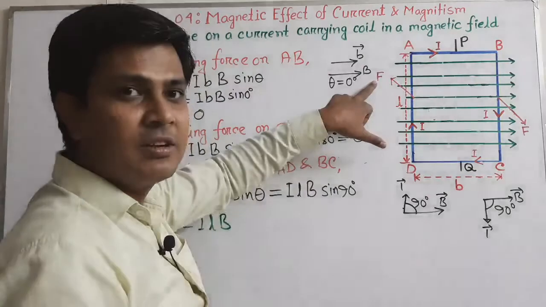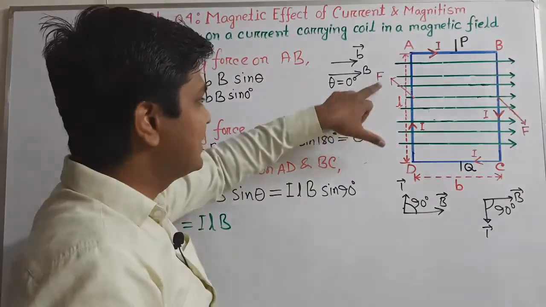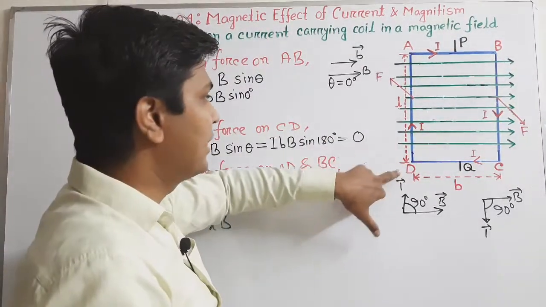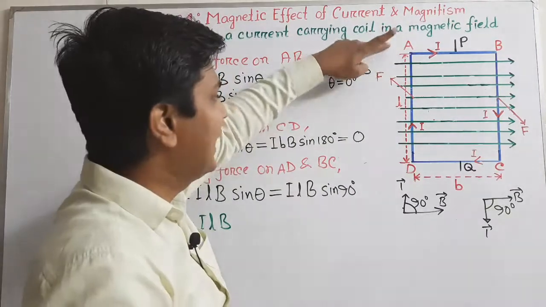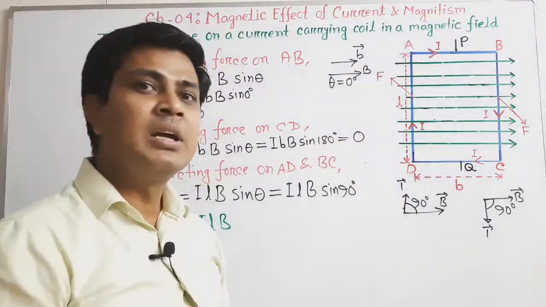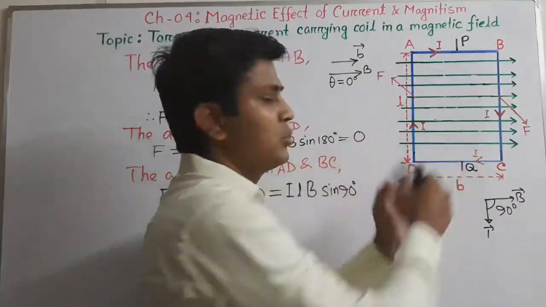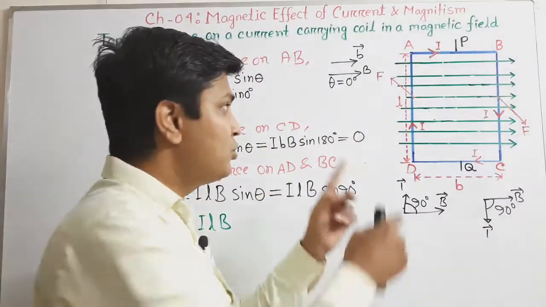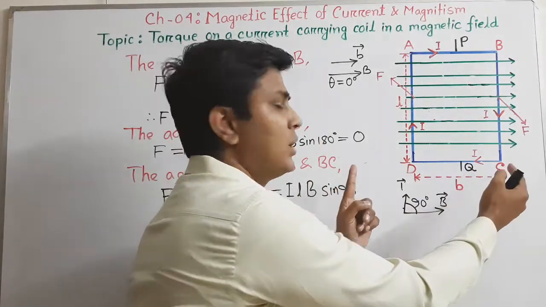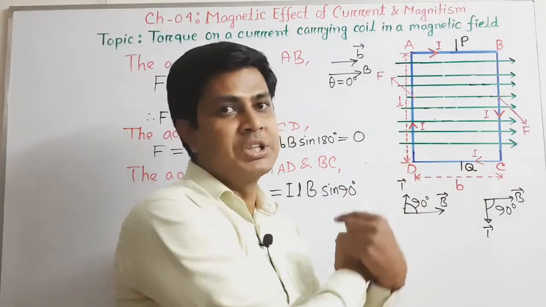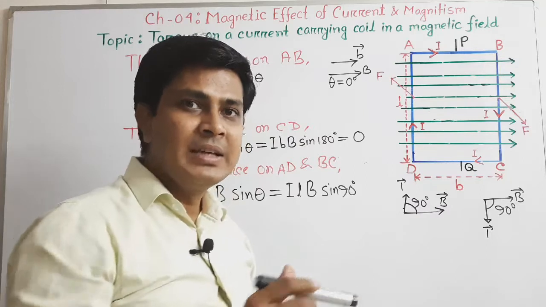And this is the direction of force acting due to the flow of current on the side AD of the rectangular coil. These two forces are equal and opposite, and due to these two forces, the rectangular coil starts rotating. Let's see an example.